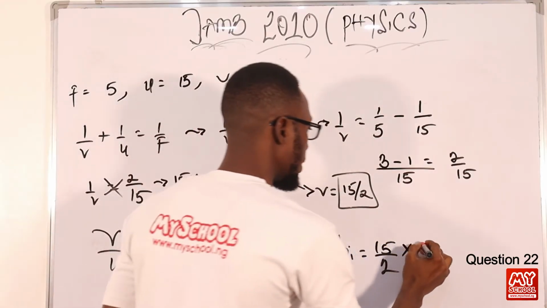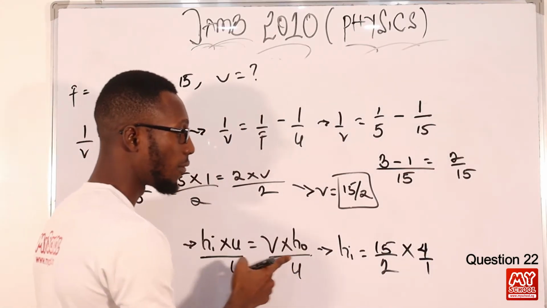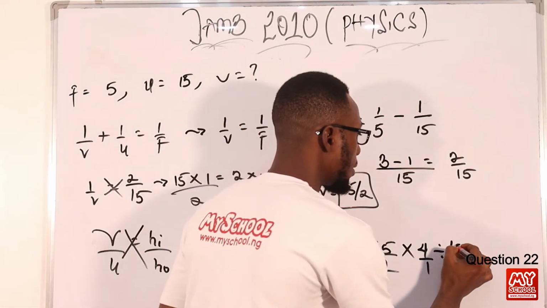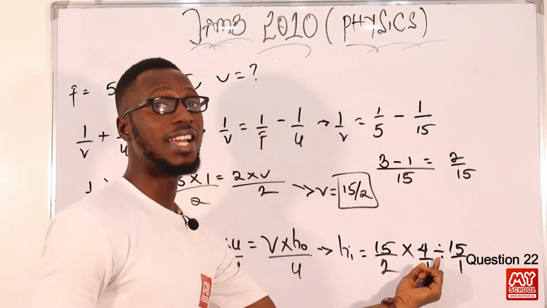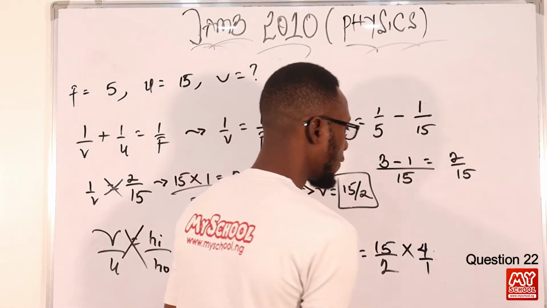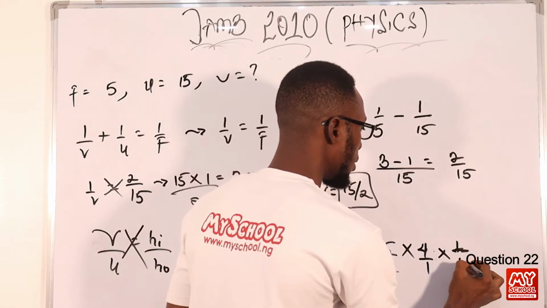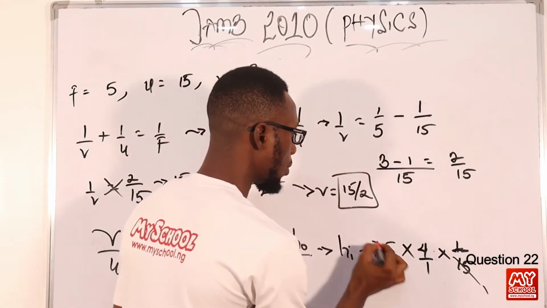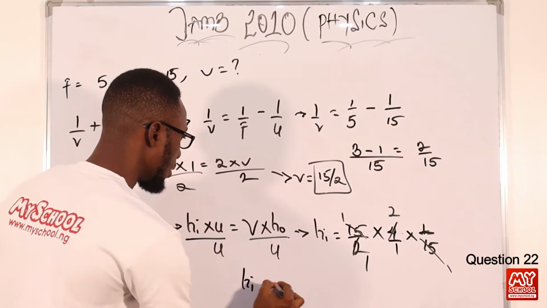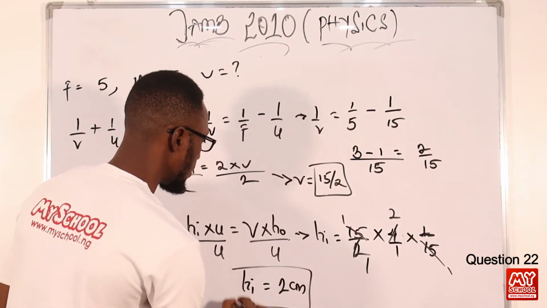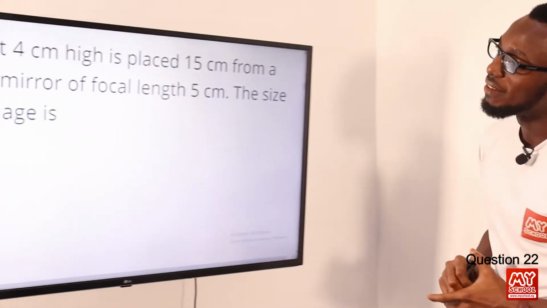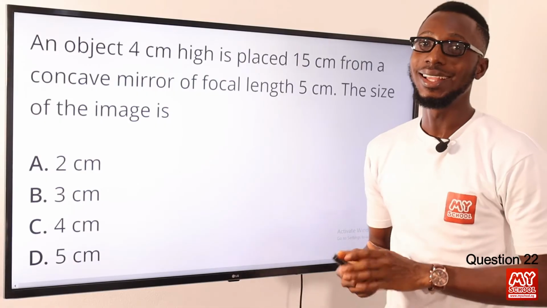So that is times 4 over 1. Then all over, which is divided by my U. My U is 15, so divided by 15 over 1. If I want to convert this divide to times, this will have to come up and this will go down. So I will just have times 1 over 15. You can see 15 here 1, 15 here 1, 2 here 1, 2 here 2. So right here, my image height is 2 centimeter. Let's go back to the screen and see if we can find 2 centimeter. Very well, that is available in option A. So option A is the right option.